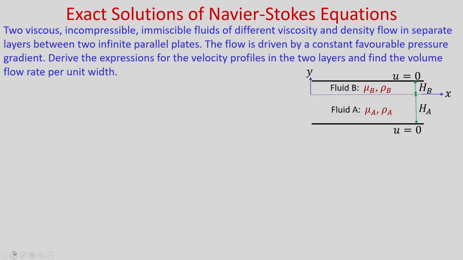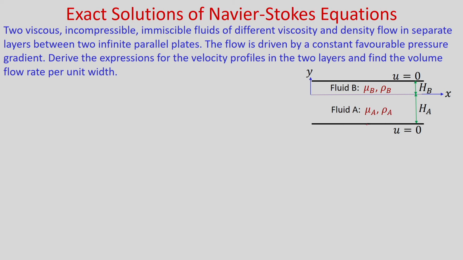Two viscous, incompressible, immiscible fluids of different viscosity and density flow in separate layers between two infinite parallel plates. The flow is driven by a constant favorable pressure gradient. Derive the expressions for the velocity profiles in the two layers and find the volume flow rate per unit width.